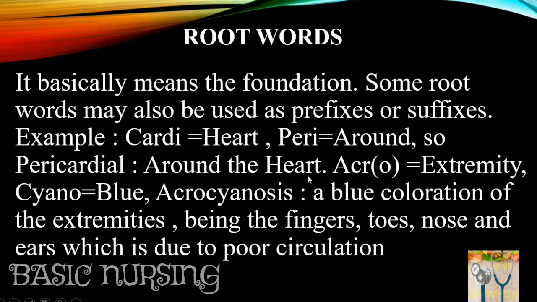Acro, that is the extremity. We have cyano, meaning blue. Example is cyanosis, bluish coloration of the skin. Or we have acrocyanosis, that is a blue coloration of the extremities, being the fingers, toes, nose, and ears, which is due to poor circulation.